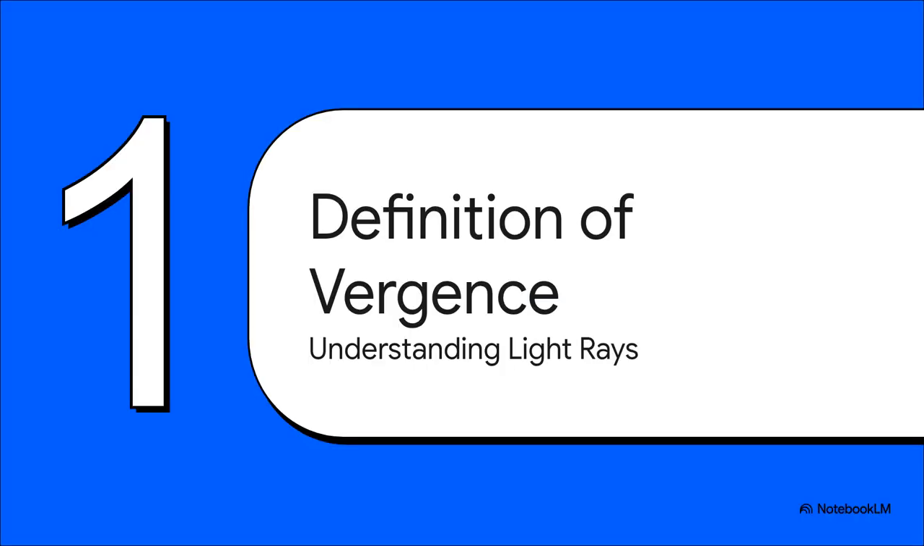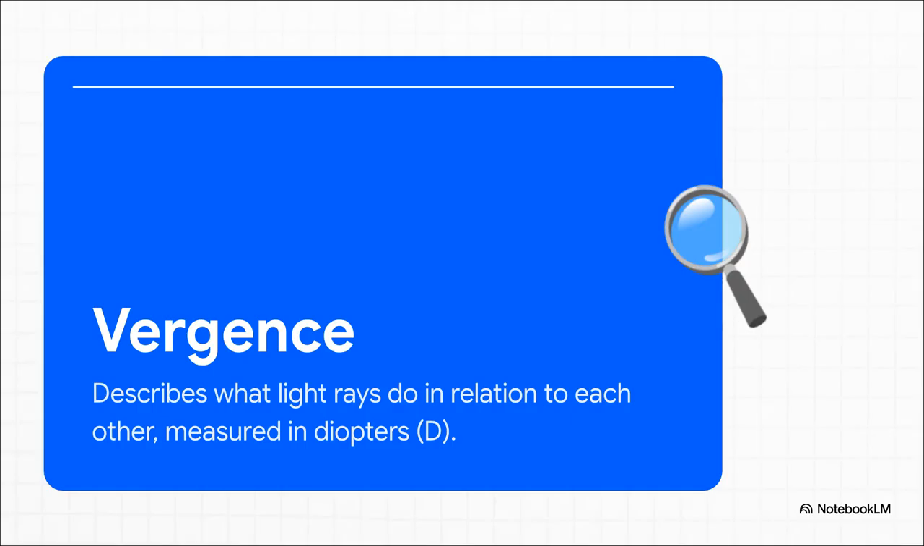All right, section 1, the definition of vergence, understanding light rays. Before we even think about calculating anything, we have to precisely define our terms. Optics is super logical, but it absolutely punishes ambiguity. So we're starting right at the foundation. The core concept here is actually remarkably simple. Vergence is literally just a term that describes a relationship.